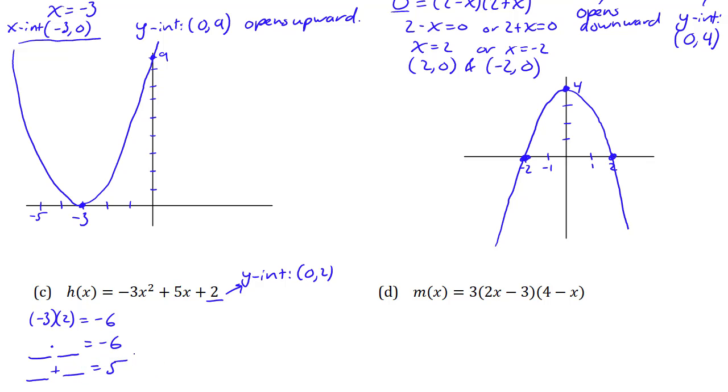And what's going to work for that is plus 6 and negative 1. So that's the way we're going to split up this 5x here. So I'm going to rewrite this as negative 3x squared plus 6x minus 1x plus 2. And after doing that, this should be set up to factor by grouping.